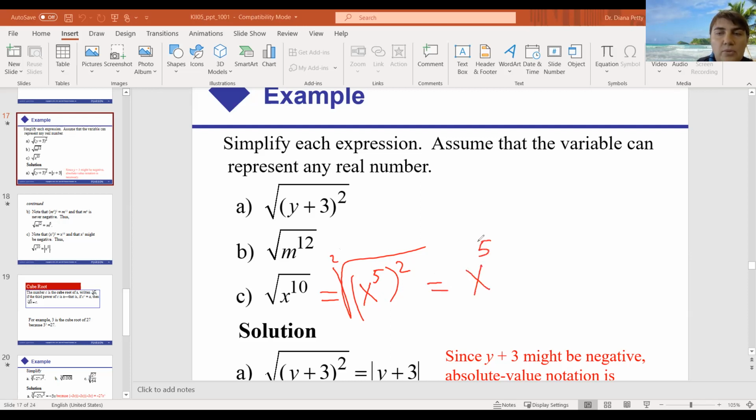But now, do I need absolute value or not? Yes. Why? Because this is an odd number, so if it's negative, it's going to still be negative. Okay, wait. So how did you get rid of the 2's?